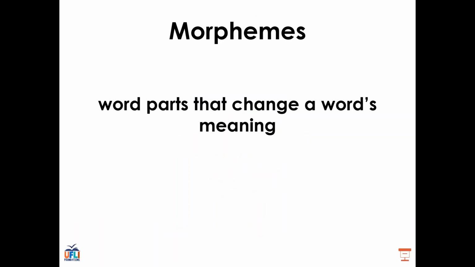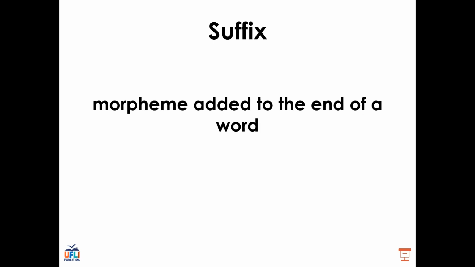First, let's learn what a morpheme is. A morpheme is a word part that changes a word's meaning. A suffix is a particular kind of morpheme. A suffix is a morpheme that is added to the end of a word. So, all suffixes are morphemes, but not all morphemes are suffixes.